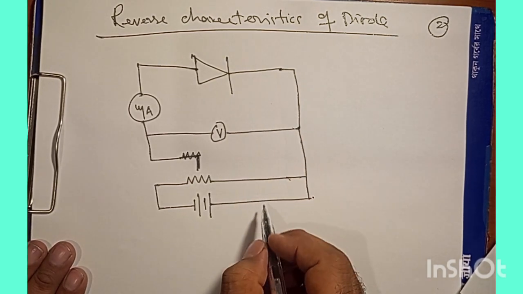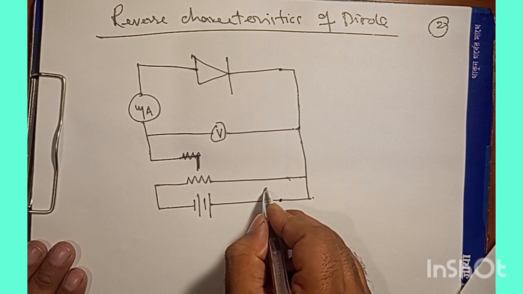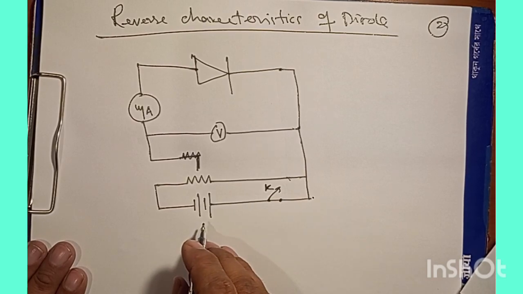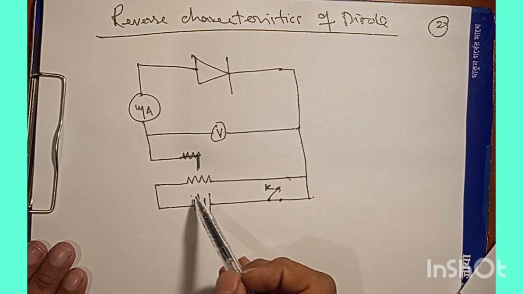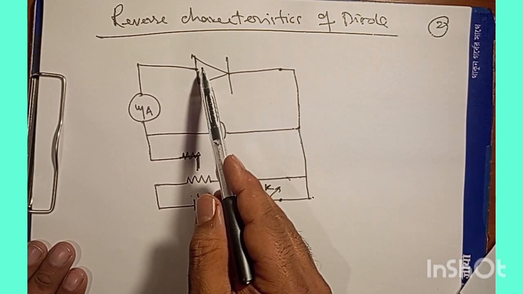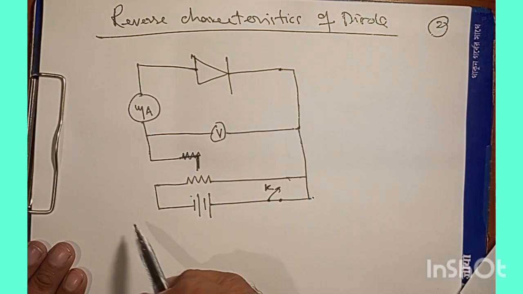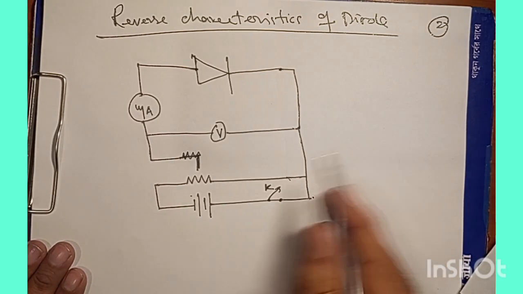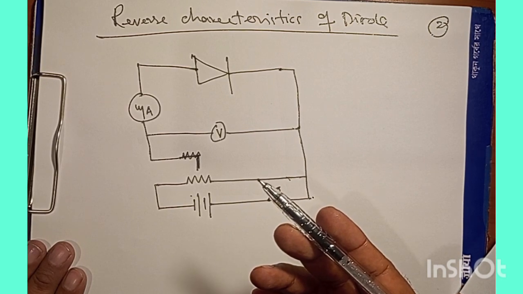So we could think of a key here, say a key K. So this is the circuit diagram for PN junction in reverse bias mode. We can see that the negative of the battery is connected with the P side, and the positive is connected with the N side. So now what are we supposed to do? What are the reverse characteristics of a PN junction?